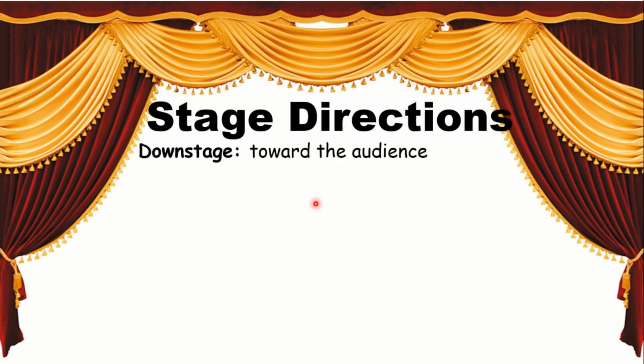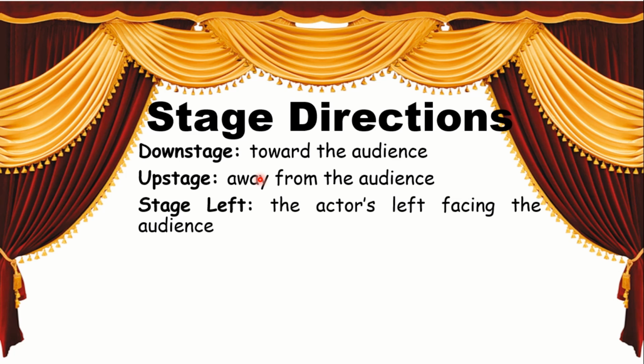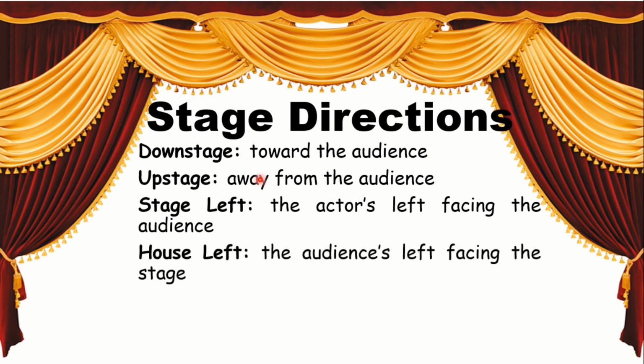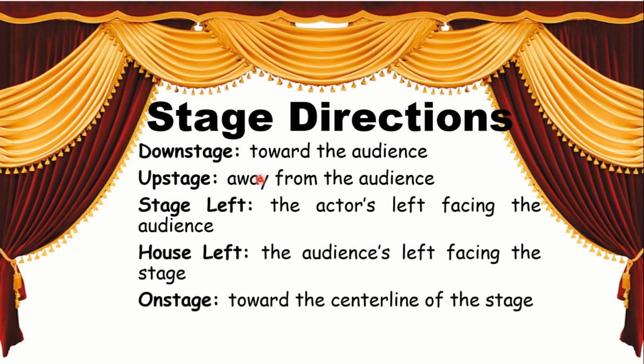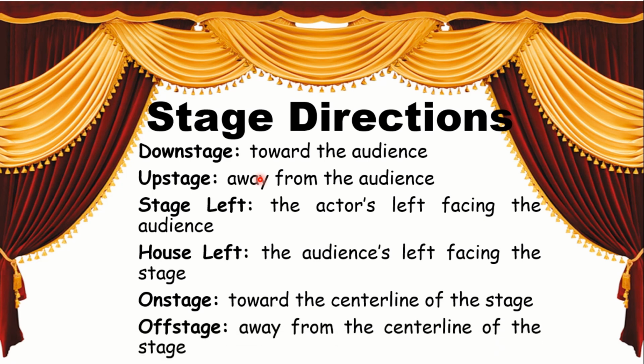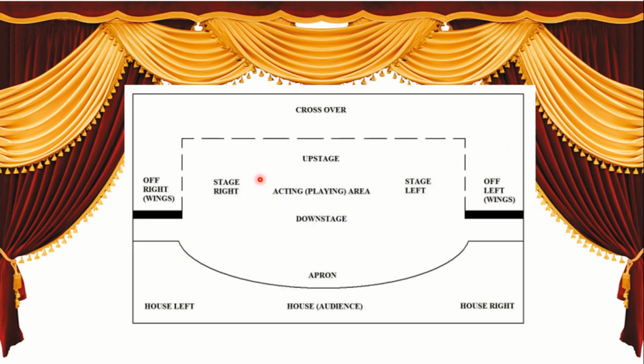So let's now proceed to the stage directions. When we say downstage, this is toward the audience. Upstage is away from the audience. Stage left is the actor's left facing the audience. House left is the audience's left facing the stage. Onstage is toward the center line of the stage. And lastly, offstage is away from the center line of the stage. So this is what it looks like.